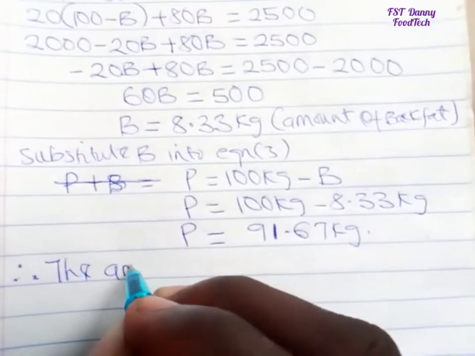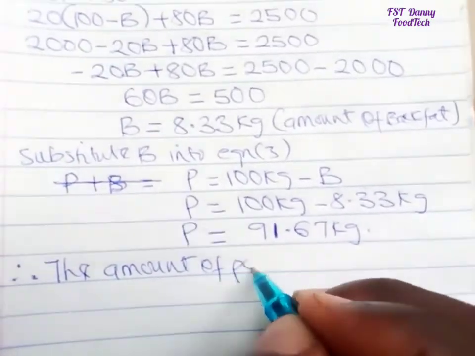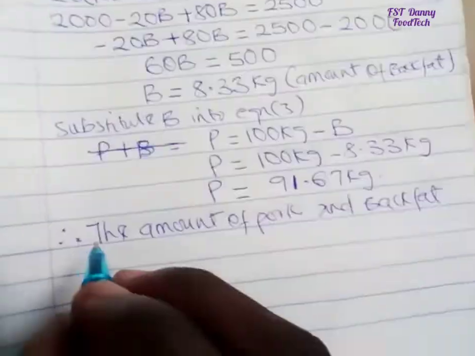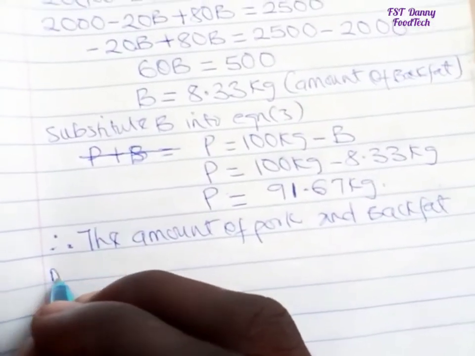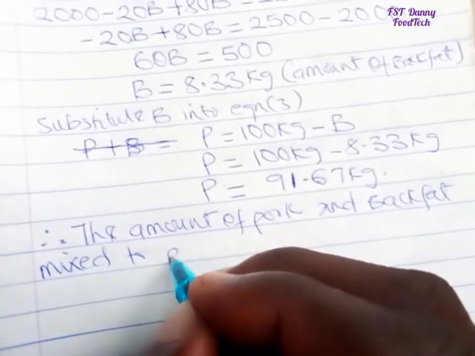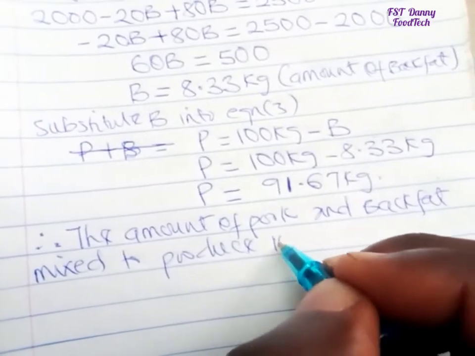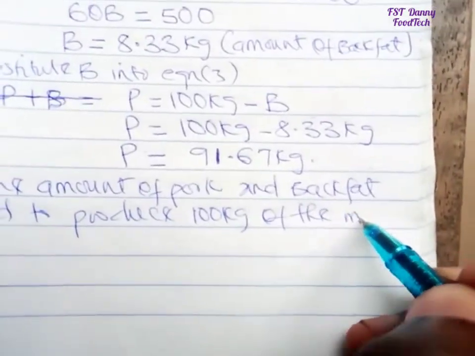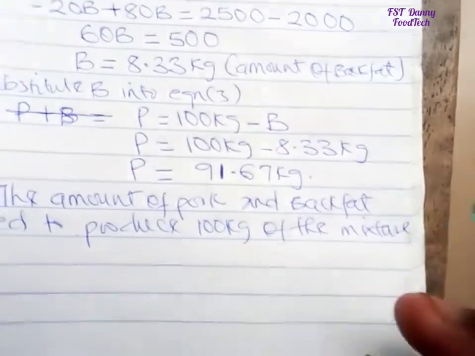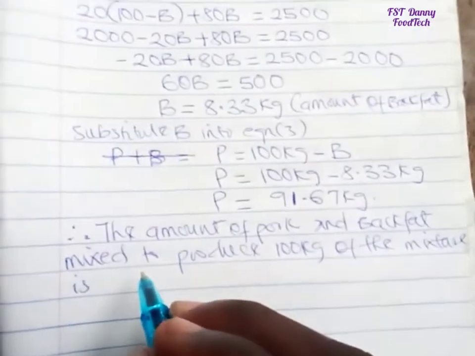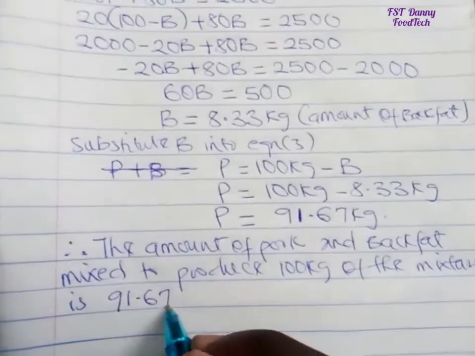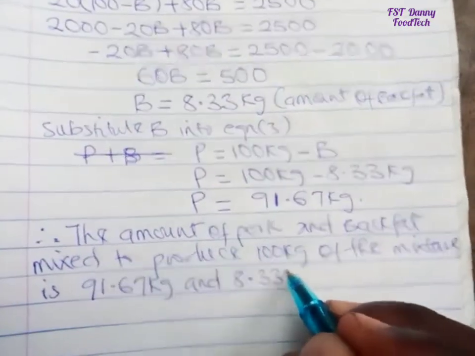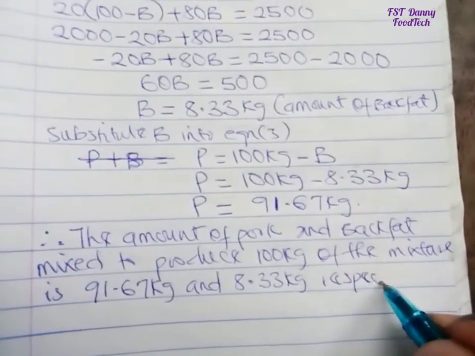So we now say therefore the amount of pork and back fat mixed to produce 100 kg of the mixture is 91.67 kg and 8.33 kg respectively.